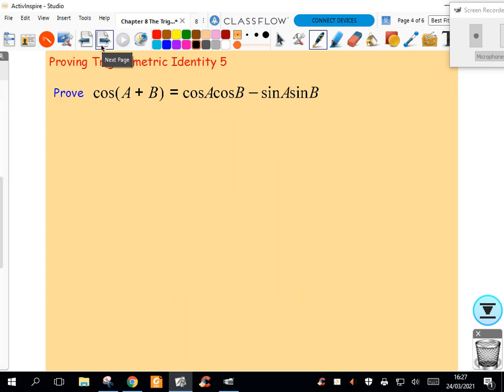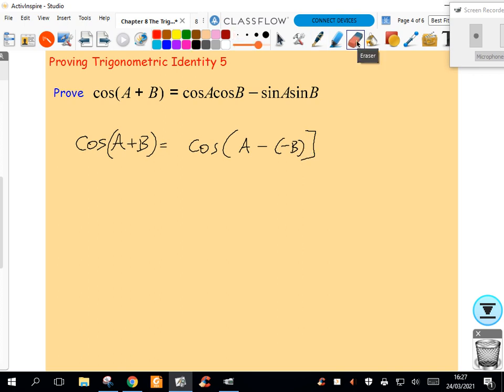So I'm going to prove this identity. This is identity number 5. I'm just going to start with cosine of A plus B. And I'm going to rewrite that as cosine of A subtract negative B, because subtracting a negative is the equivalent of adding a positive. So I just put a square bracket around there. So cosine of A subtract negative B. Now we have the difference between two angles.